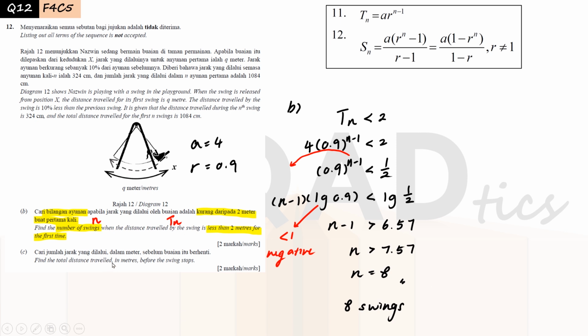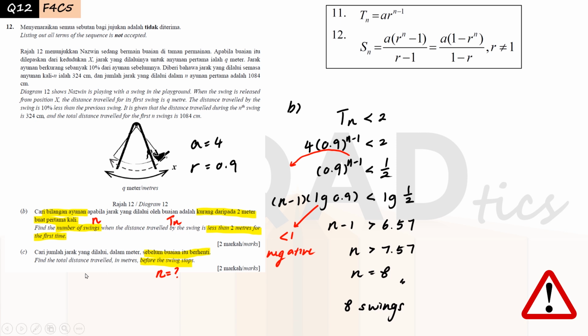And for part C, we need to find the total distance traveled before the swing stops. So the question is, in which swing does the swing stop? So what is the value of n? So if we imagine this situation where the girl starts to stop, the number of swings when she starts to stop is very hard to calculate because the movement is very small. So it means we are unable to find the value of n. The value of n is unknown.